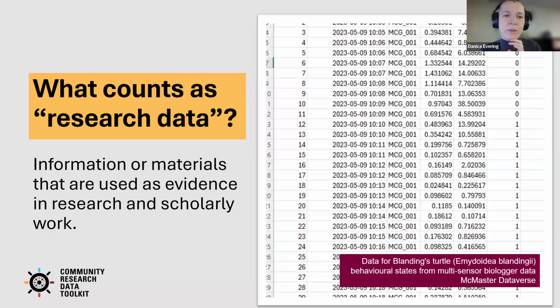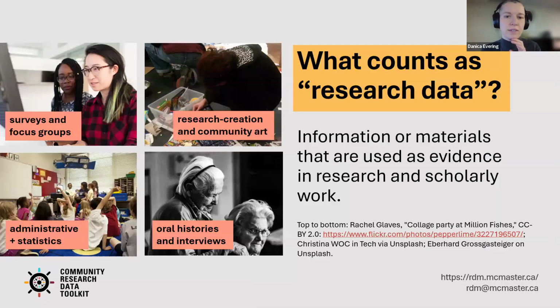But what we mean when we say data can be anything that is information or materials that are used as evidence in research and scholarly work. And so this can also be things like focus groups and surveys. We did a lot of surveys at the organizations that I worked at in the past. It could be research creation or community-based art projects, which is something I have a bit of experience with as well. We often will work with administrative data from our own records, but it could also be statistics or government-provided data. And then we might also have things like oral histories or interviews.